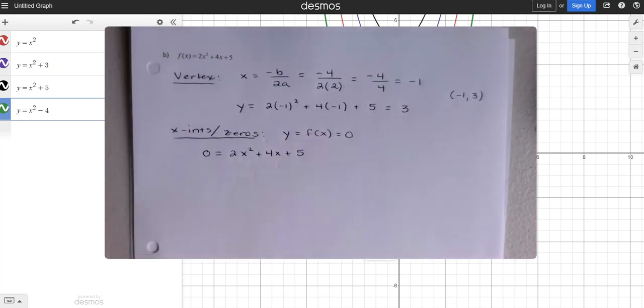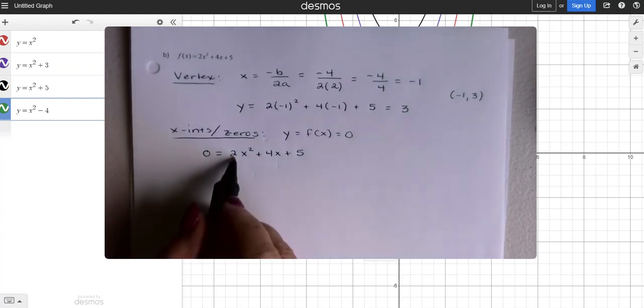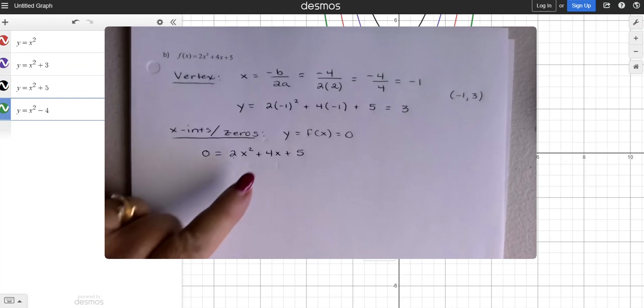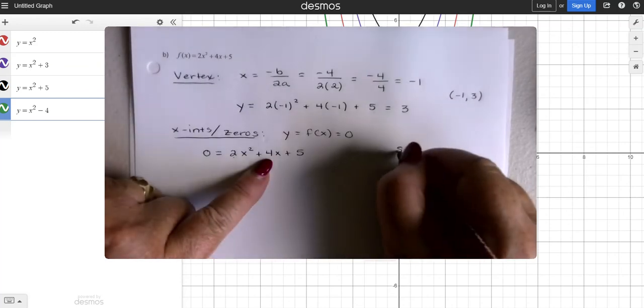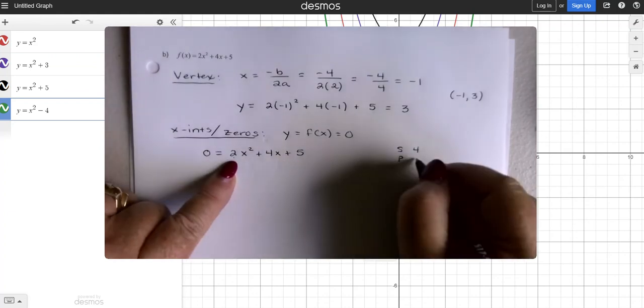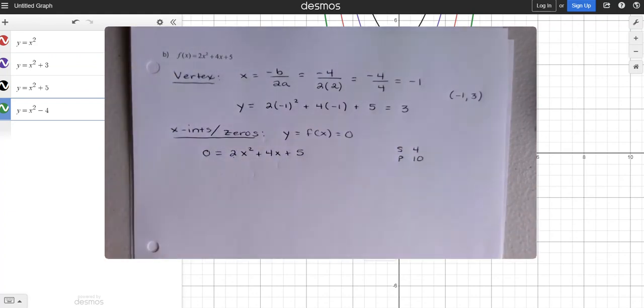Like so. All right, I like the form this is in because my leading coefficient is positive, so I'm going to work with it the way it is. And let's see, if this is going to factor, I would need a sum of 4 and a product of 10. Remember, this would be the extended sum and product method. Unfortunately, I don't think I can get that, right?